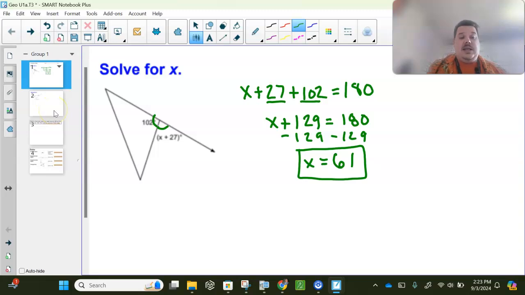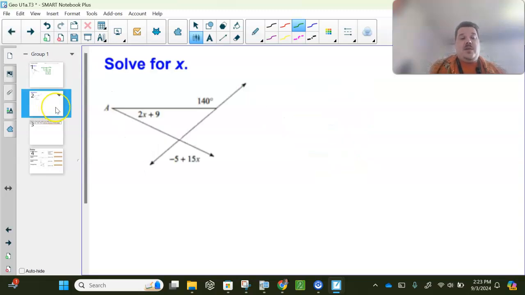So now let's look at our second example, and we need to solve for x. And here we're going to utilize a lot of ideas from yesterday. First, let's look at this angle right here. It forms a linear pair with the 140. So that tells us this angle here should be 40 degrees. Next, if we look at this angle, it is a vertical angle to that angle, which means they're the same. So that angle should be -5 plus 15x.